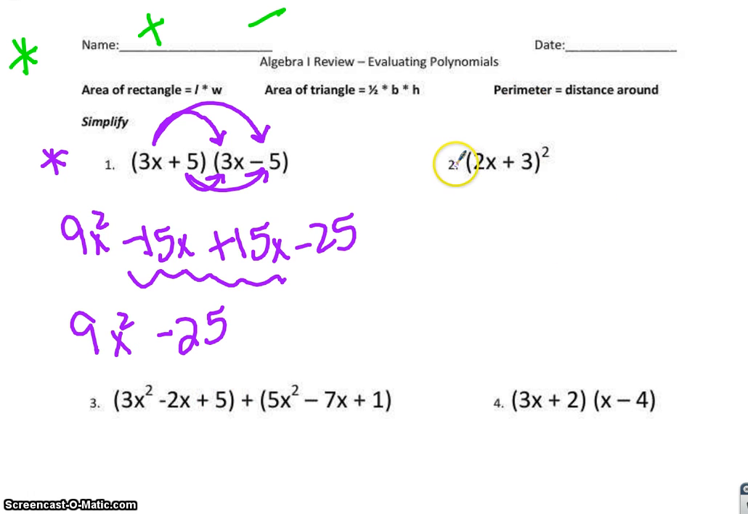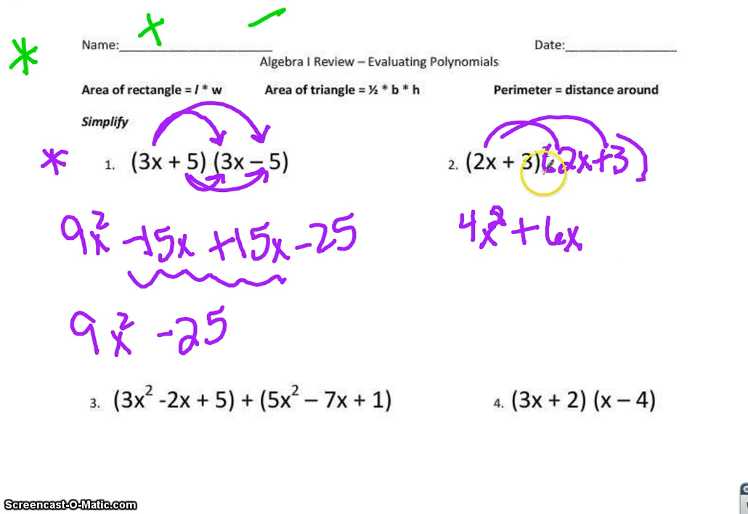You've got to remember on number 2 that squared means you're multiplying it by itself. So 2x plus 3 times 2x plus 3. So you're going to distribute again. 2x times 2x, 4x squared. 2x times 3, plus 6x. 3 times 2x, plus 6x. And 3 times 3, plus 9.